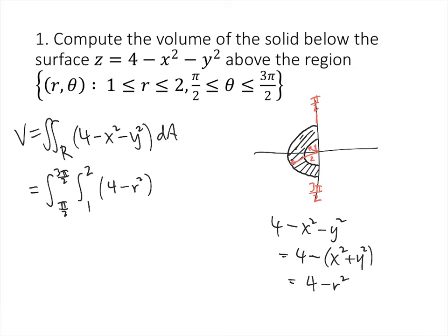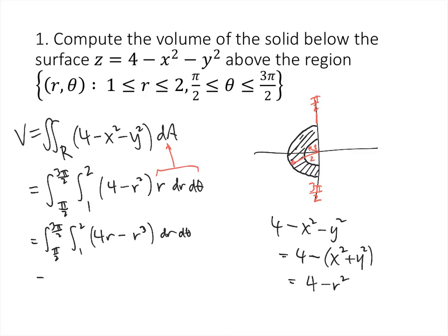So my function here is 4 minus r squared. And remember that in polar coordinates, dA is r dr d theta. So my inner integral is with respect to r, my outer integral is with respect to theta. And the dA simply becomes r dr d theta. That's my conversion factor for my little area units in polar coordinates. So we multiply this out and integrate. Pi over 2 to 3 pi over 2, integral from 1 to 2. Multiplying that out, we get 4r minus r cubed dr d theta.